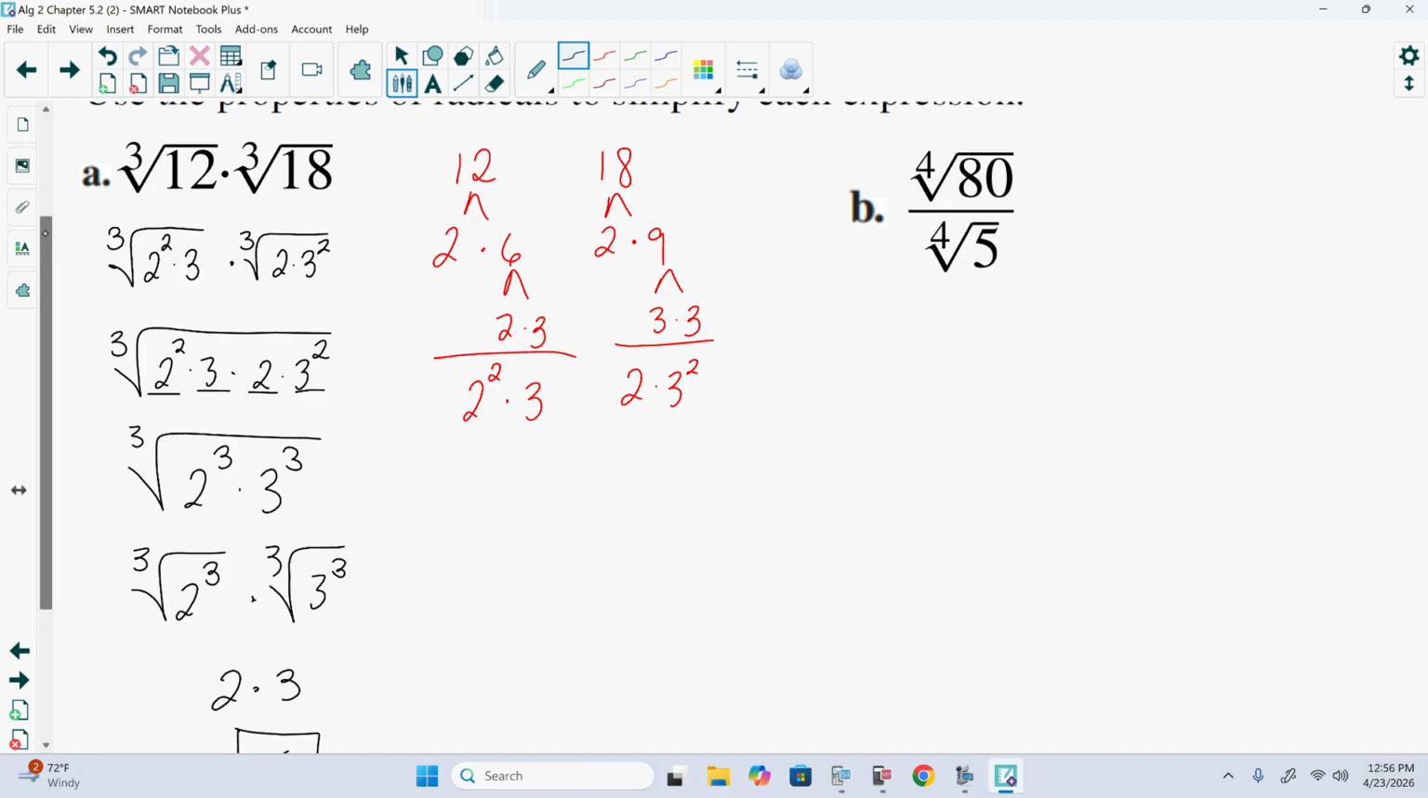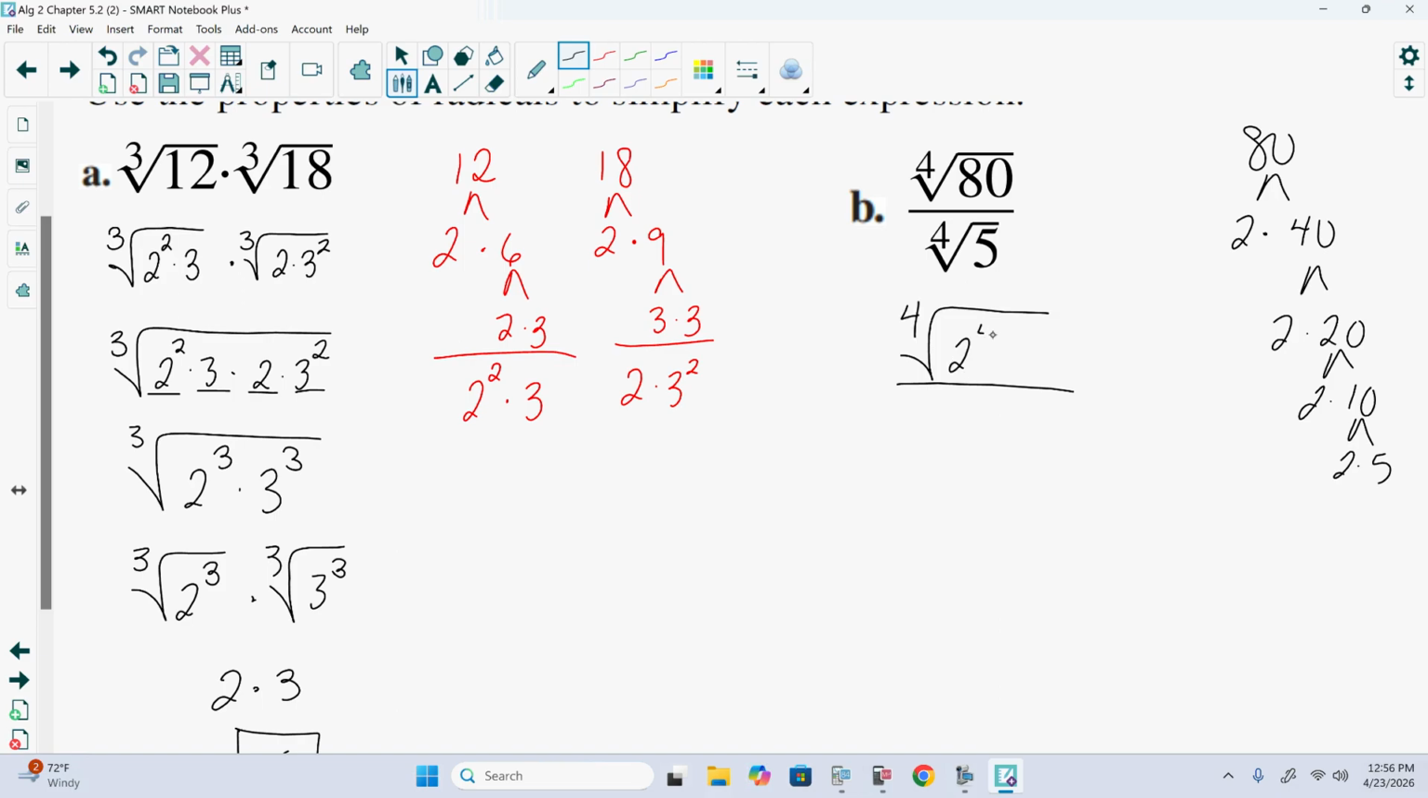Now, if we look at the prime factorizations of these here, well, 5 is just 5. It's already prime. 80, well, we have 2 times 40. 40 is 2 times 20. 20 is 2 times 10. 10 is 2 times 5. So its prime factorization is 2 to the 4th times 5.